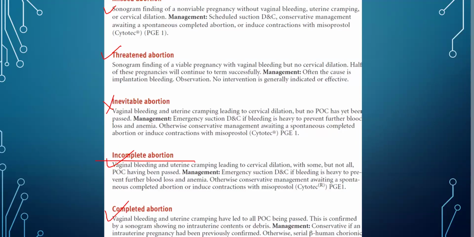What is incomplete miscarriage? Incomplete miscarriage, the patient will come to you with a severe per vaginal bleeding with severe abdominal pain. And they will also say that they might have noticed that some part of the fetal tissue has already been passed. So that's the main finding: severe bleeding, severe abdominal pain, and some part of the fetal parts has already been removed. And if you examine them, the cervical os will be open.